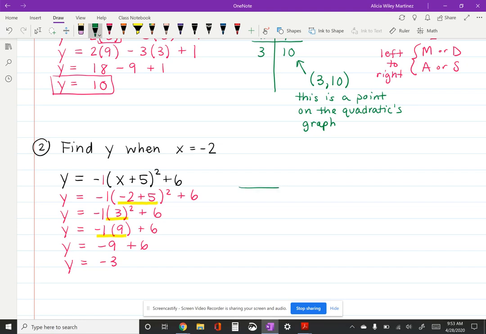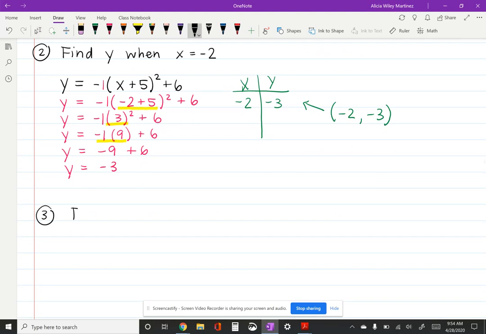That means if you were to graph this quadratic, when x is negative 2, y is negative 3. It means that the point (-2, -3) would exist on the graph of this original quadratic.